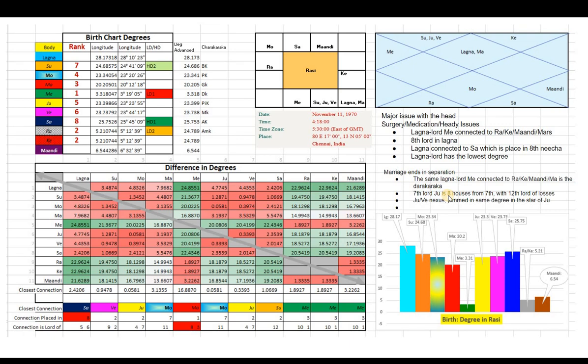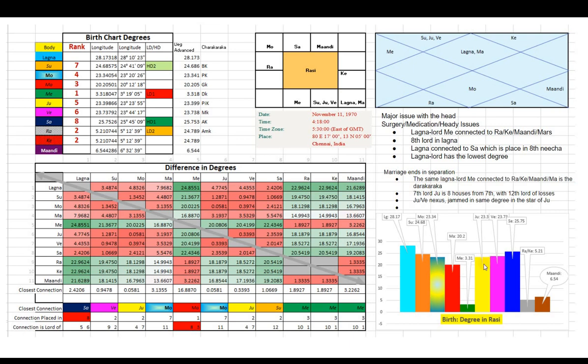The 7th lord Jupiter is also not well placed. If you see, 7th lord Jupiter is 8 houses from his own house, and also with the 8th lord, and also with the 12th lord. The 8th lord, in the sense from his own, for the 7th house, 8th lord is Venus, and the 12th lord is for the Lagna. So that way it's not good, and there is a perfect jam.